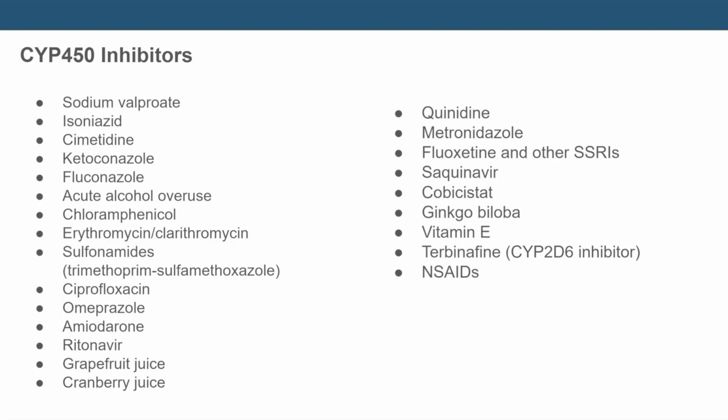So you have to remember these for the USMLE, and these are very, very important. And just focus on a couple of these, which are the azole drugs, also isoniazid, and erythromycin, and sulfonamides, which are trimethoprim, sulfamethoxazole. So how can this come up in the exam?